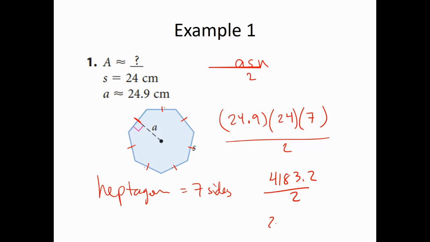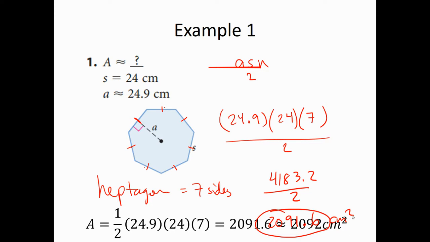And you get 209.6. Sometimes I might have you round to the nearest whole number or nearest tenth, that's one decimal place, so it just depends. If I don't say what to round to, just write down the decimals. And we would just want to put centimeters squared, of course, because we're talking about area.